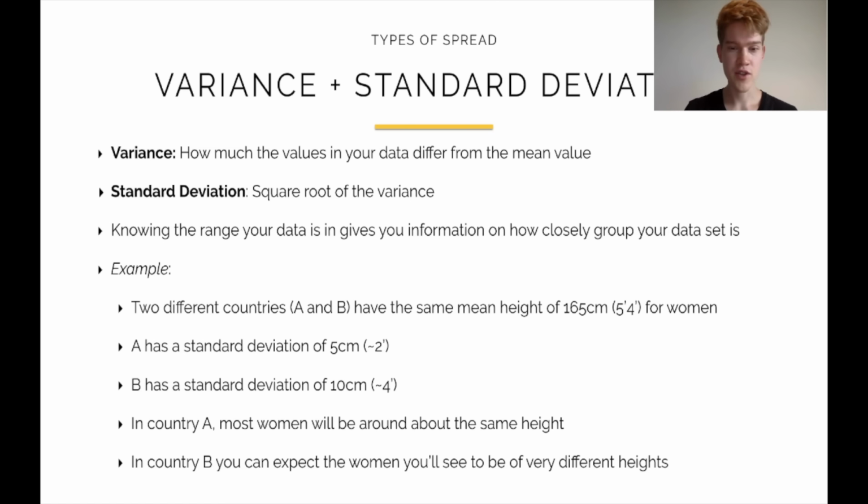Whereas if you go to country B, they have a much larger standard deviation. And so you can't really expect everyone to be about 5'4" because it fluctuates a lot more. If you go to that country, you can expect to see a lot more women of different heights, both taller and shorter than 5'4". All right, and so that's how we can use the variance and the standard deviation to give us a little bit more perspective on our data and allow us to infer some stuff about our data.